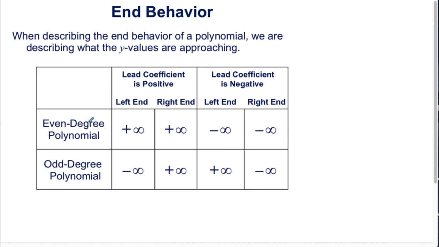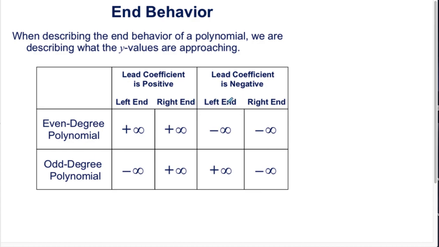Again, this is even degree. What happens when it's an even degree and what happens when it's an odd degree? And then on this side is what happens if the leading coefficient is positive, and on this side is what happens if the leading coefficient is negative. To read this, this is the left end of the graph, and this is the right end of the graph.